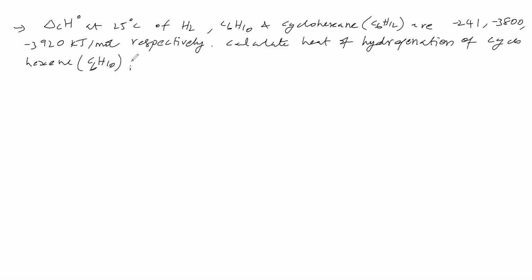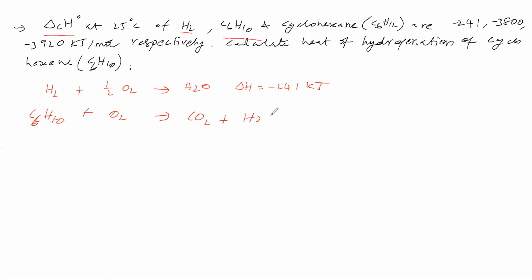Now we will see what the given data is. Standard enthalpy of combustion of H2: H2 plus half O2 gives H2O. For this, delta H is minus 241 kilojoule, given. Then combustion of C6H10: C6H10 plus O2 gives carbon dioxide, and hydrogen with oxygen gives water.